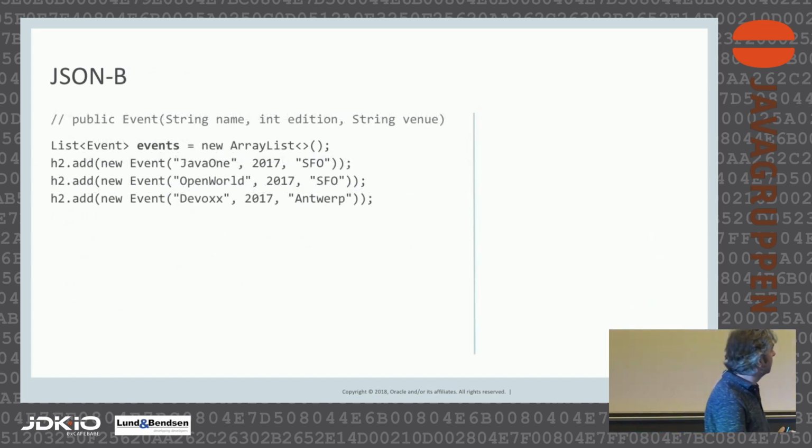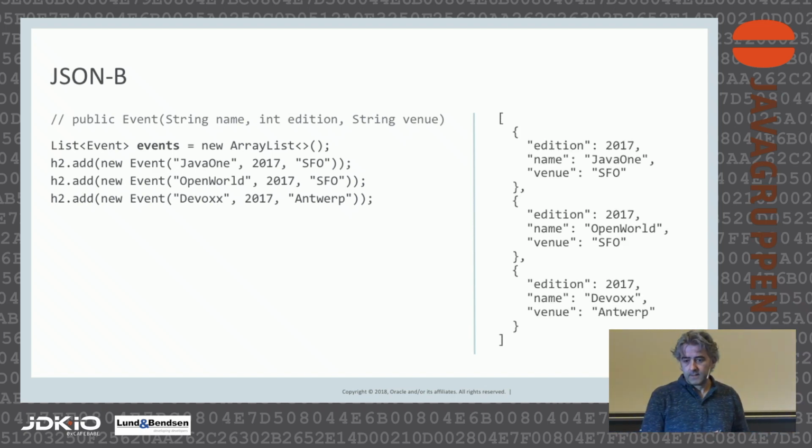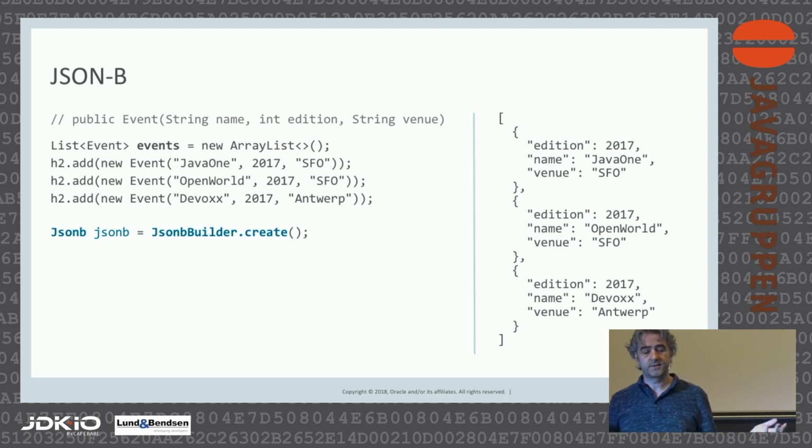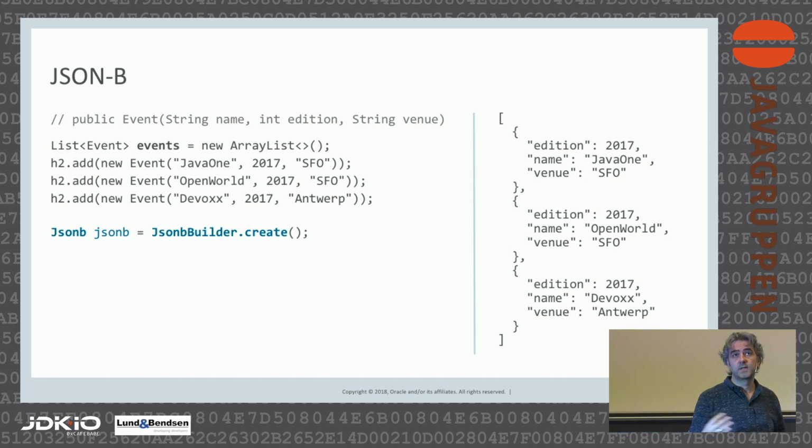So this is an example. We have a very simple POJO. It's a list of conferences. And we want to get to that JSON document. So everything is done using that JSONB object. So JsonbBuilder create will get us that JSONB instance. Here I'm not specifying anything, so that basically means that I'm using the default behavior.